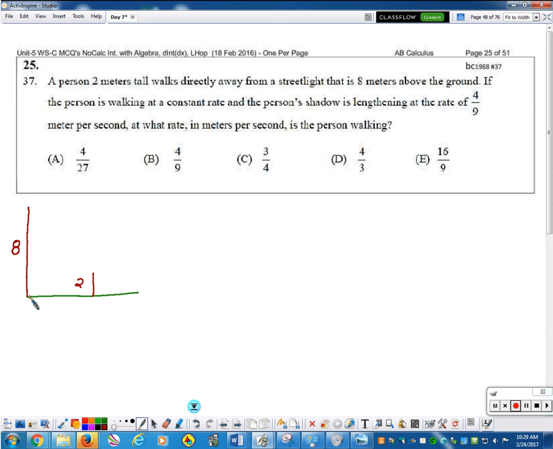What I said was this. This line's length, that line is going to grow at exactly the same rate that he walks. Because if he's right here, and this point is moving 2 feet every second, this length here is going to grow at the same rate. Next thing, the shadow is lengthening at some rate.